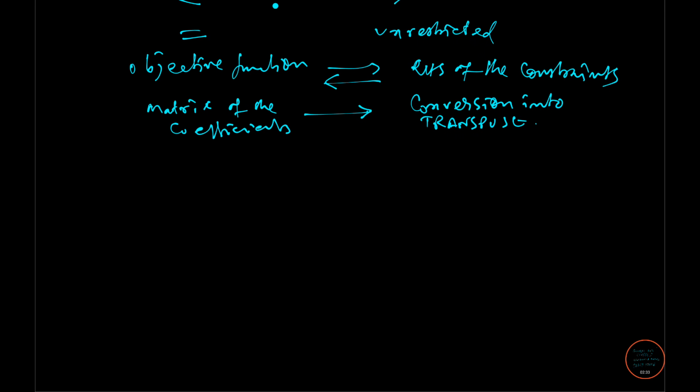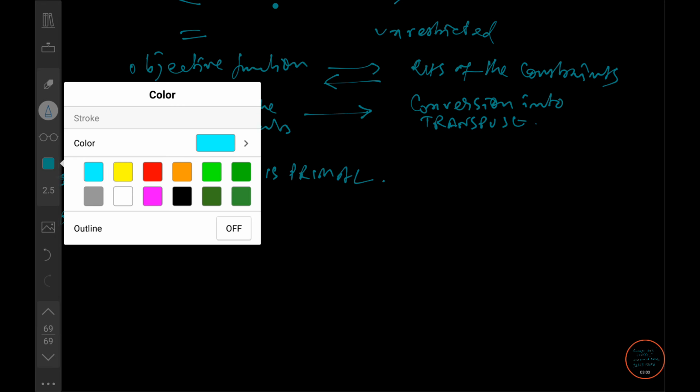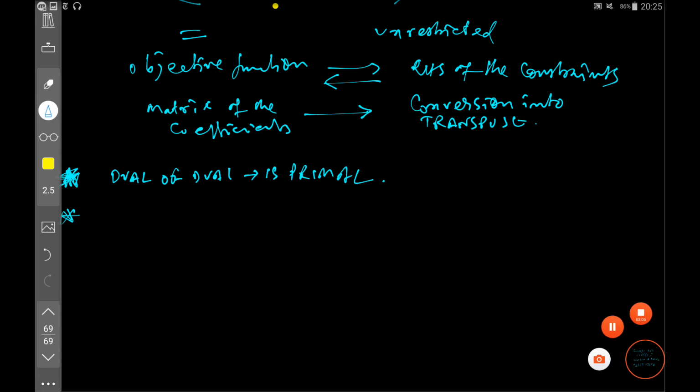There is one thing we need to remember, which is very important in duality: the dual of a dual is the primal. It's a very basic structure. There are other things we need to remember as well. The dual of a dual is the primal.